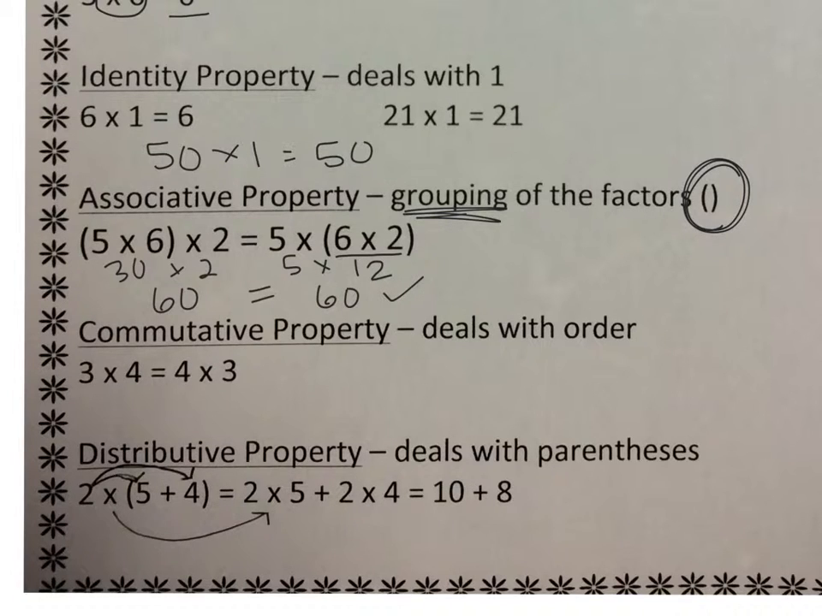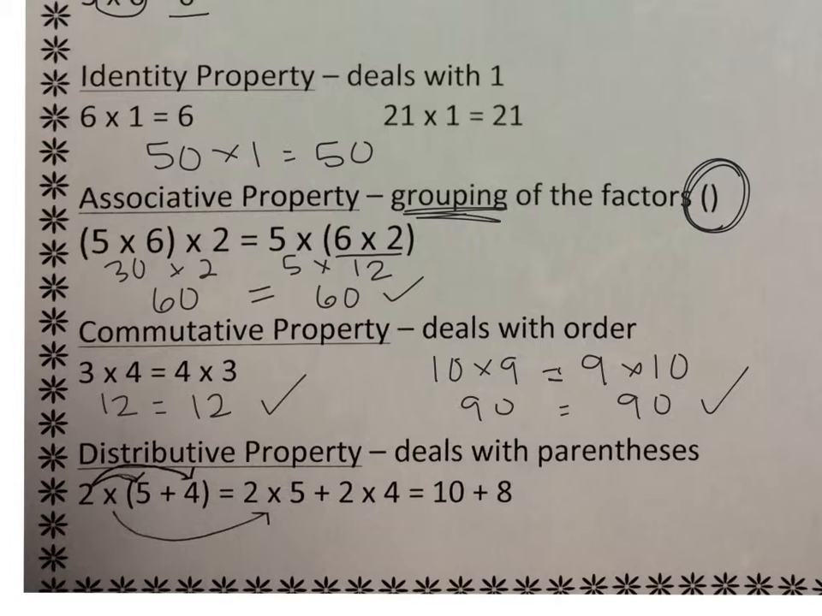The commutative property of multiplication is very similar to the commutative property of addition. It still deals with order. What is 3 times 4? What is 4 times 3? They are the same thing. What is 10 times 9? 90. What is 9 times 10? 90. You knew it already. You just probably are not remembering the names of these properties, and you've probably learned them before.